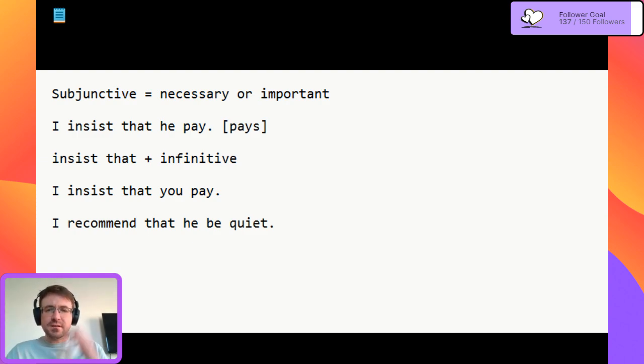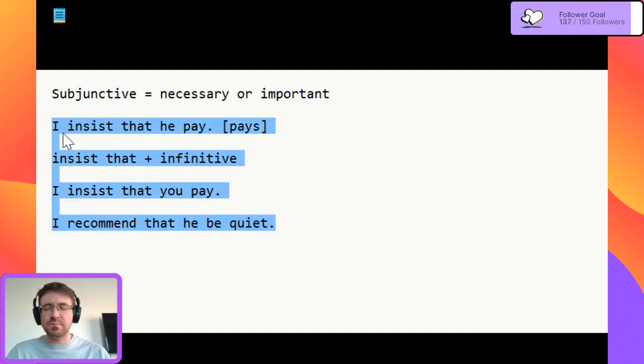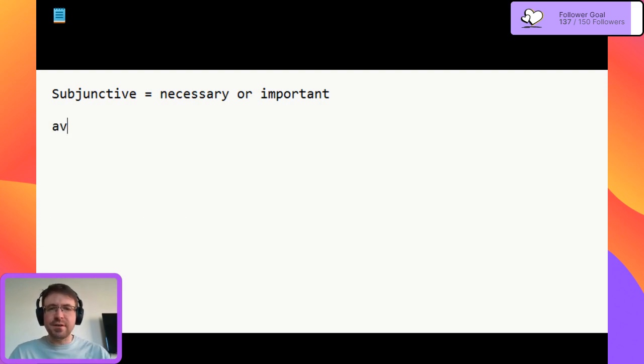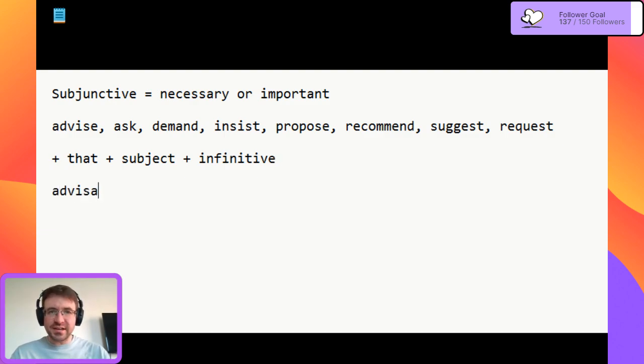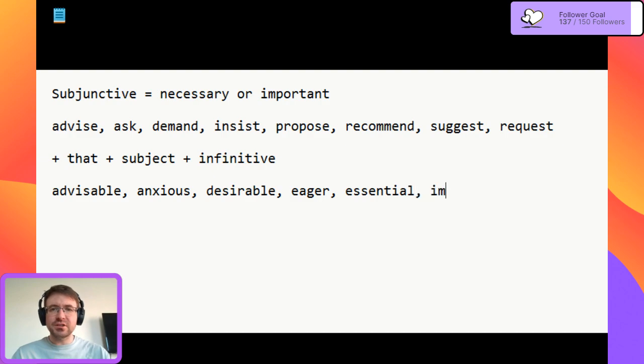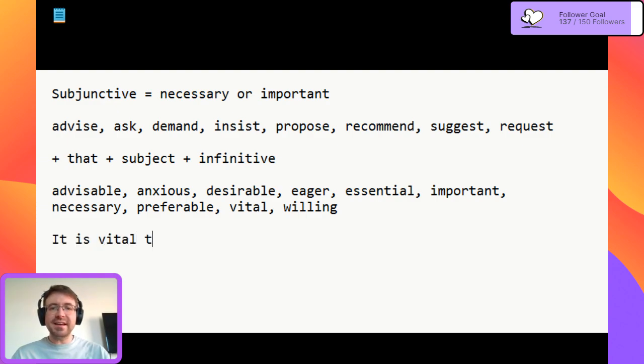And there are certain verbs that we use. I'll just make a quick list of these because it's probably going to be useful if you review this video later. It will be on YouTube. The verbs that we commonly use this with are advise, ask, demand, insist, propose, recommend, suggest, and request. If you have these verbs plus that and then a new clause, we then have subject plus infinitive. It's also typical after certain adjectives, which are advisable, anxious, desirable, eager, essential, important, necessary, preferable, vital, and willing. Just as an example, it is vital that he go home now. Something like this would work.